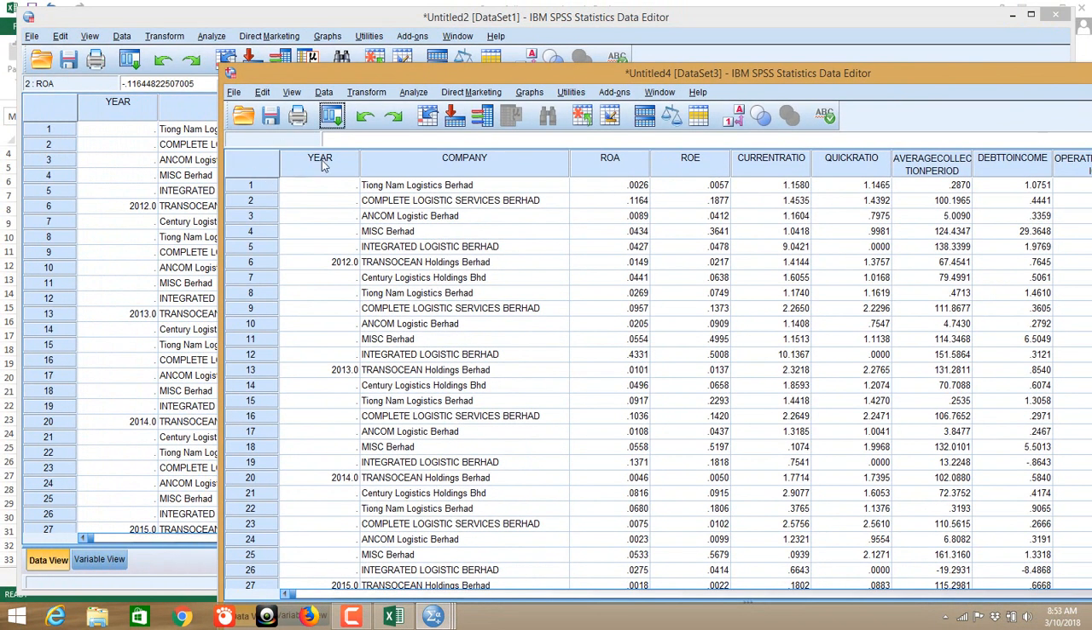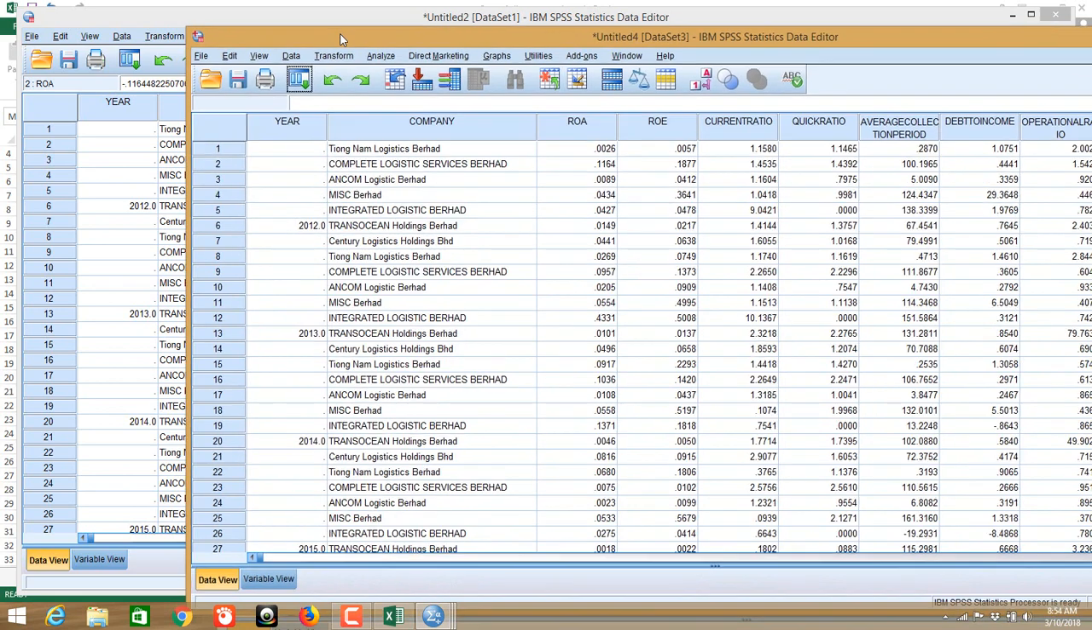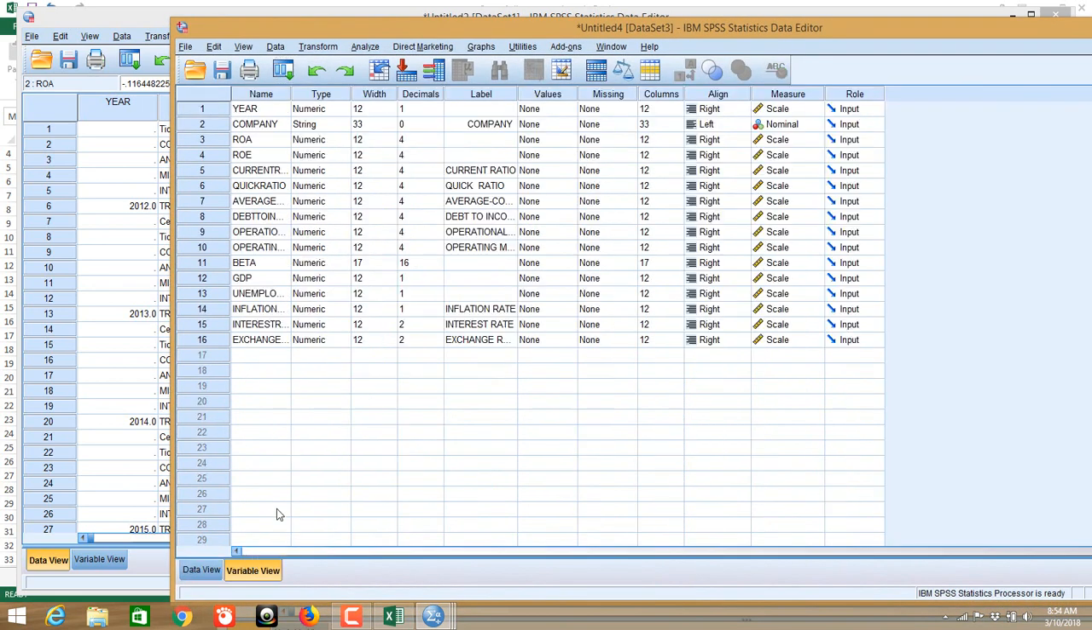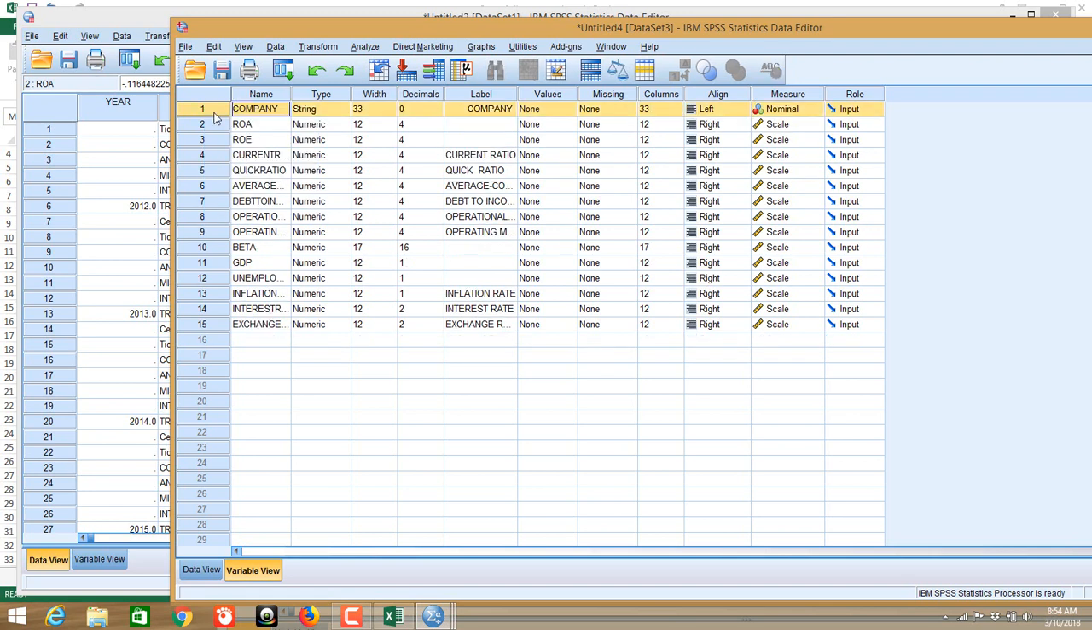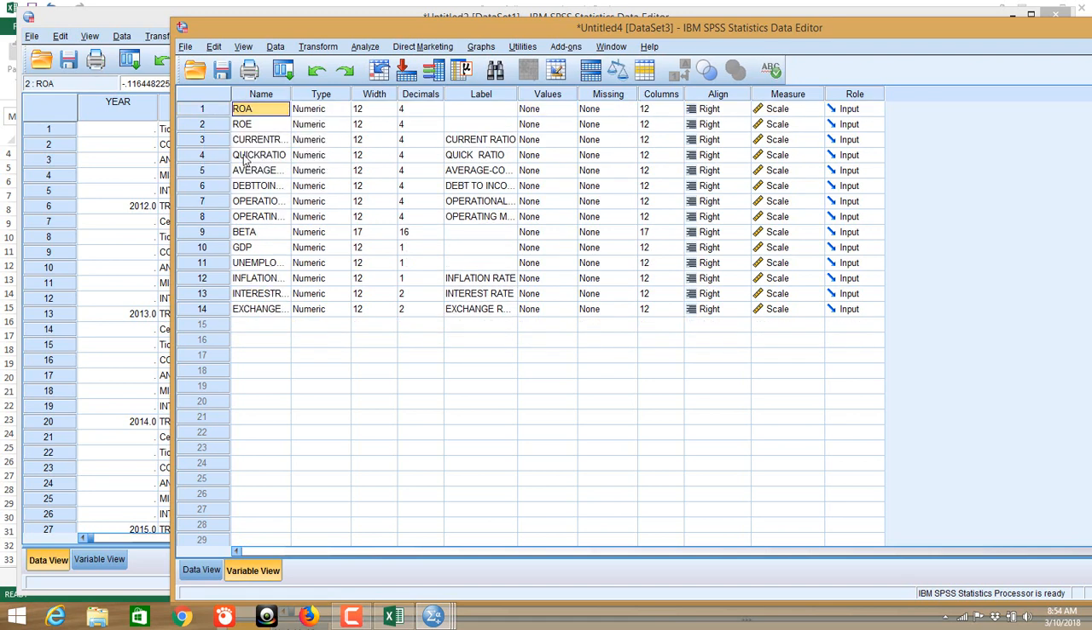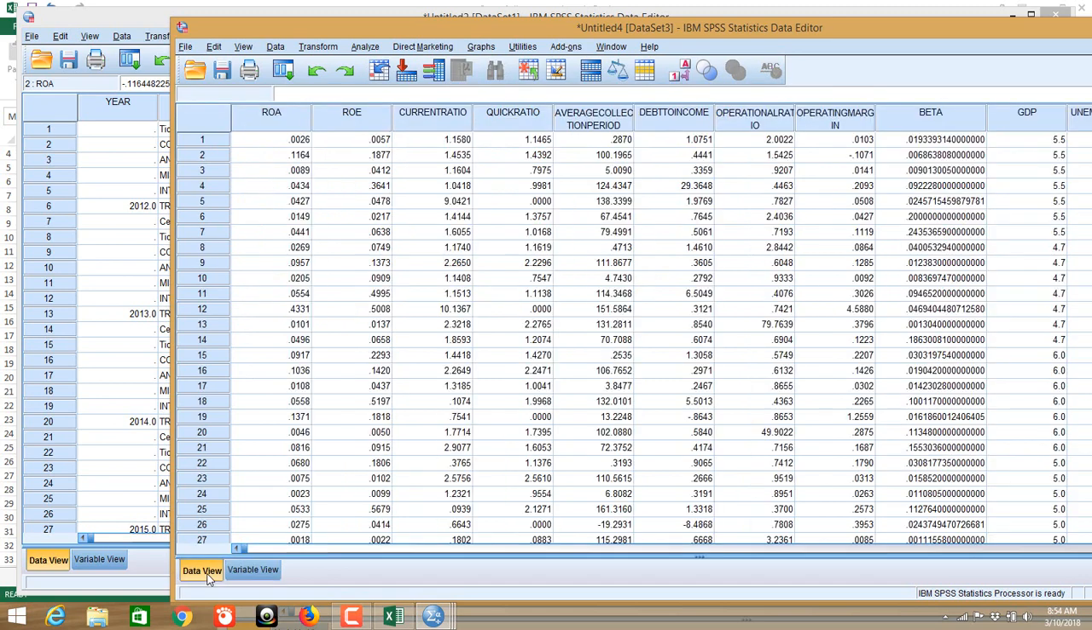Alright, so I need to remove these two because they are not numbers, they are strings. So what I do, I go to variable, okay, and then I choose here. I do right click and clear. Company, right click and clear. Okay, and then you go to data view again, and it's already removed. You see that?